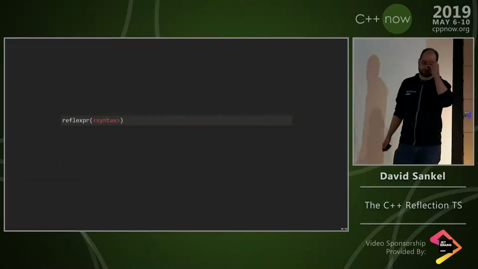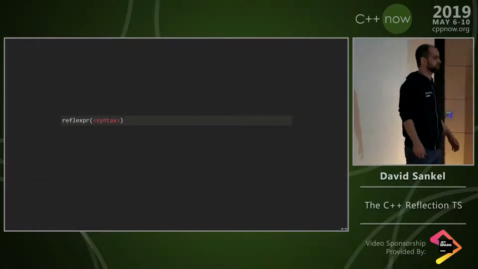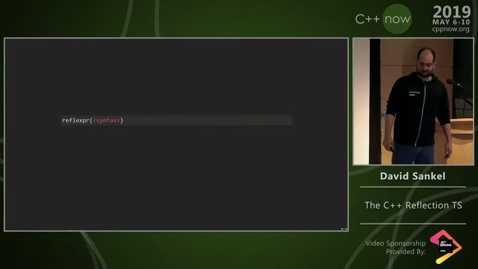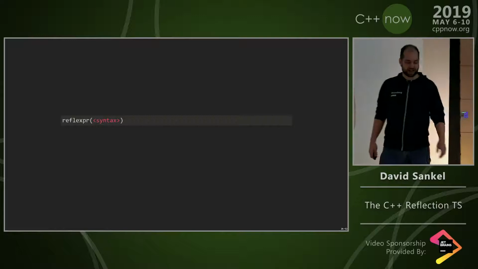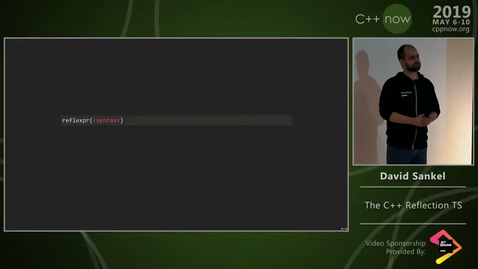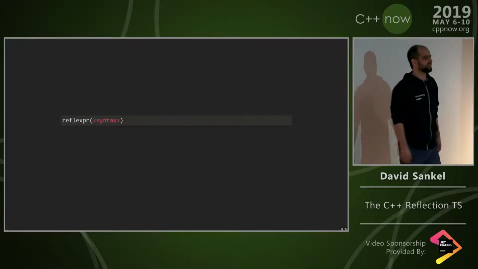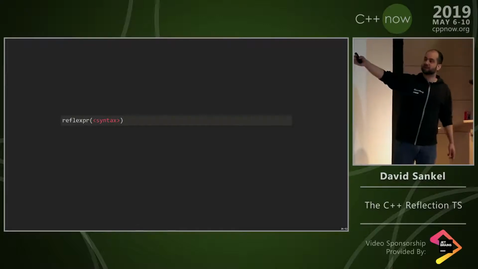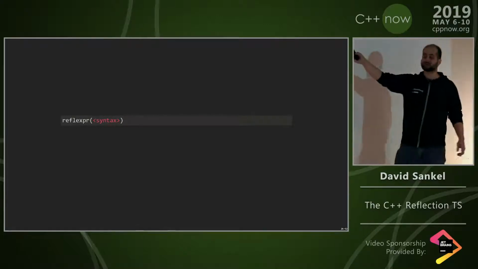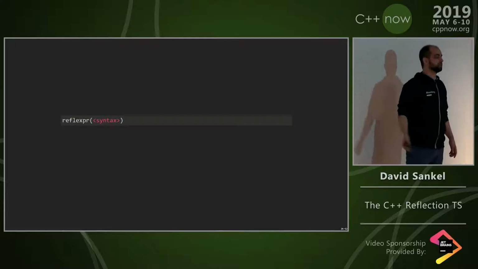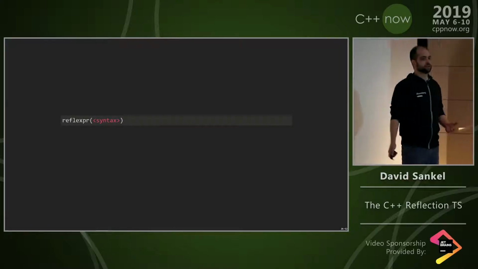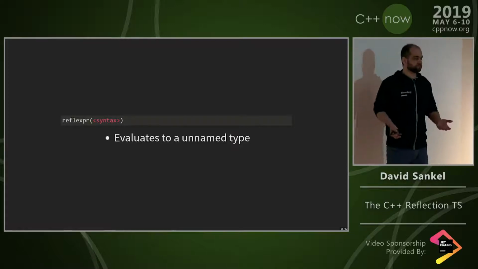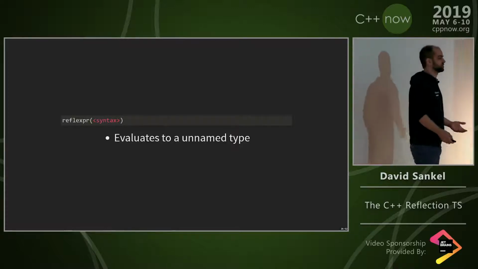So the basic syntax here is we have this reflexpr operator. I don't know about that name. That's the name that we got. Bike shed. That was probably the longest bike shed session I've ever seen. And we ended up with what we started with. Okay, but we have reflexpr, and you put some kind of syntax in there. And what this produces is an unnamed type. And this unnamed type satisfies certain concepts.